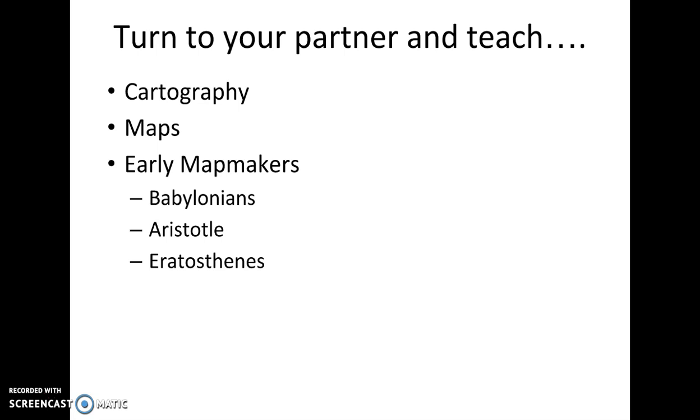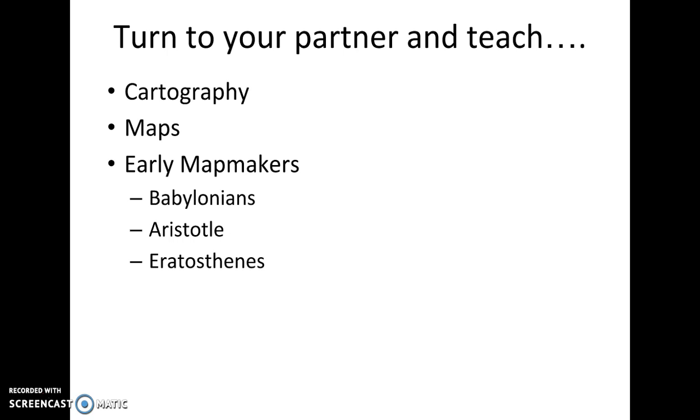So maps are a 2D representation of the Earth's surface, a 2D representation of that spherical Earth surface. We have our early map makers, and the Babylonians were some of the earliest map makers. Some of the earliest we have that were drawn by the Babylonians date back to 2300 BC. Next was Aristotle. Aristotle was the first to demonstrate that the Earth was spherical. And Eratosthenes made probably the greatest contributions to this idea of geography and map making.